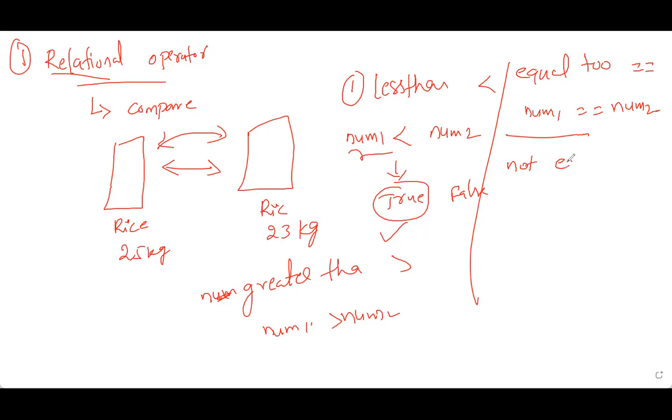And the fourth operator is not equal to. The not equal to symbol is the not symbol together with the equal to symbol, so the combination of these is not equal to. If and only if number 1 and number 2 are different, then it returns true. Clear my point?